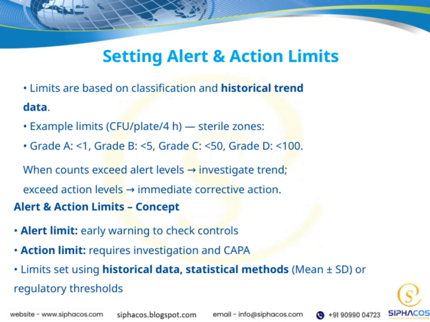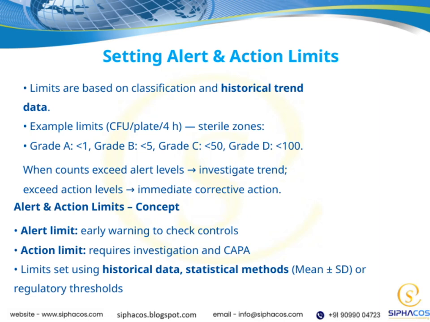Usually, we base them on historical data, using statistical methods like calculating the mean plus or minus standard deviation, or by referring to regulatory thresholds. When it comes to defining these limits, they depend on how we classify the zones and analyze past trends. For example, in sterile zones, CFU counts per plate in 4 hours can be classified into different grades. For grade A, the limit is less than 1 CFU. For grade B, less than 5.